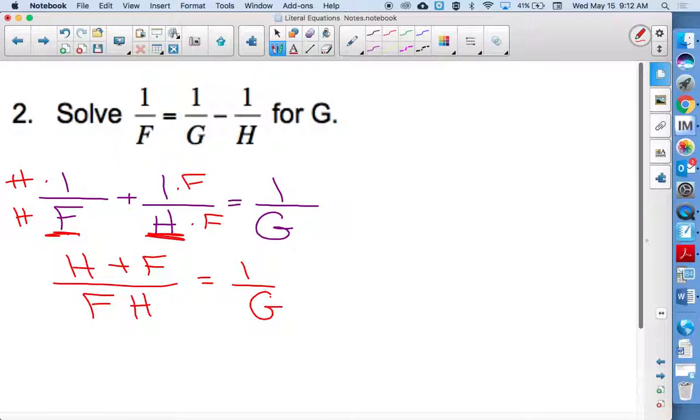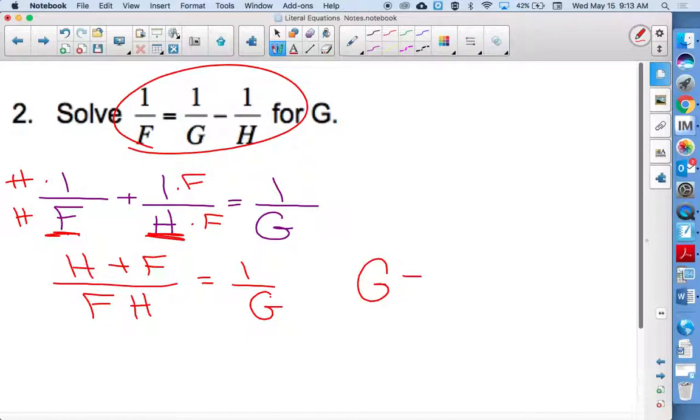So a proportion is two ratios that are equivalent to each other. So we have h plus f over fh, one ratio, one fraction, one term, equal to 1 over g. How could you get g to be on the top? Elena? You just flip both sides. Yeah, you just flip both sides. So you can't do it initially because there are three individual terms. But once you get one ratio equal to another ratio, literally you're just flipping them.